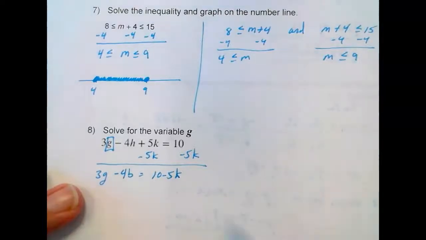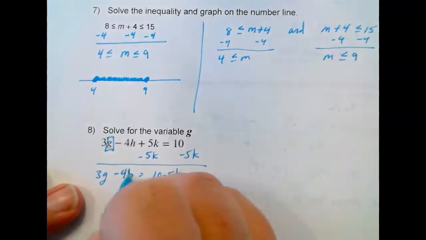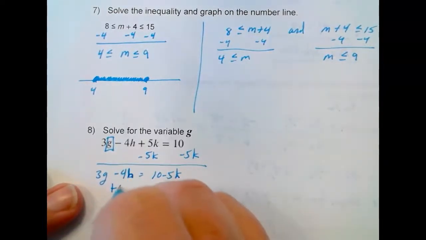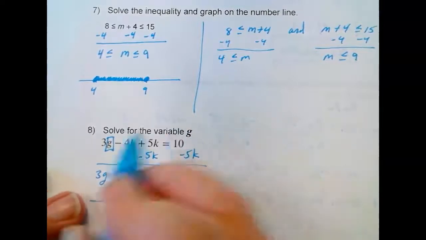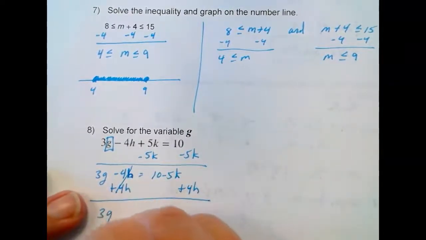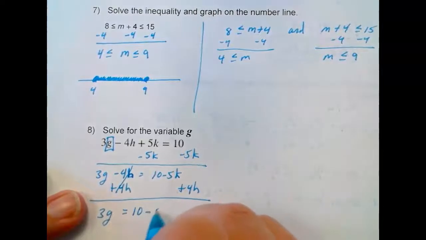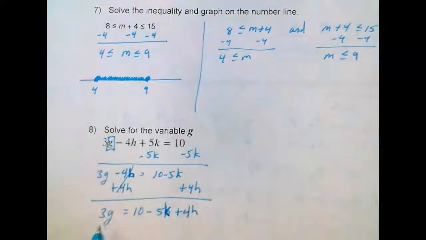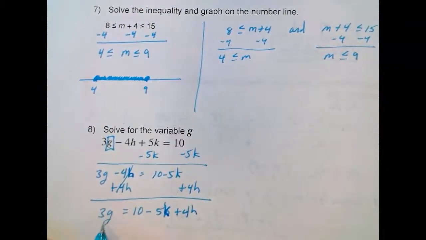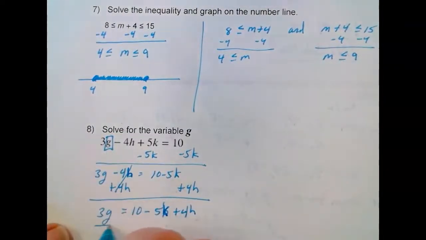Don't force it. And then I need to move the 4, that's an H, 4H, so I'm going to add 4H. Again, I can't combine it with anything on the right side because they're all different. So I just attach it. So I have 10 minus 5K. I get my letters all mixed up, plus 4H. Now I still have that 3 with the G. It's attached by multiplication. To undo multiplication, we divide. So I'm going to divide every term by 3.